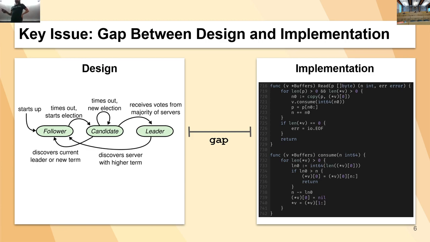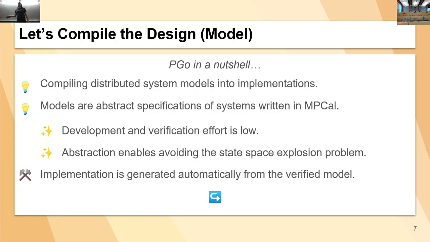Anyway, the point is, weird things happen, and you get this funny gap. So what we want to do is try to bridge that gap as well as we can. And that's basically the idea of Pico. You have your model, you compile it into an implementation, and we made a modeling language called MPCal. I'll show you a quick view of it in one slide or something. And the idea is, as long as you're okay learning a DSL type thing, your verification effort isn't too bad.